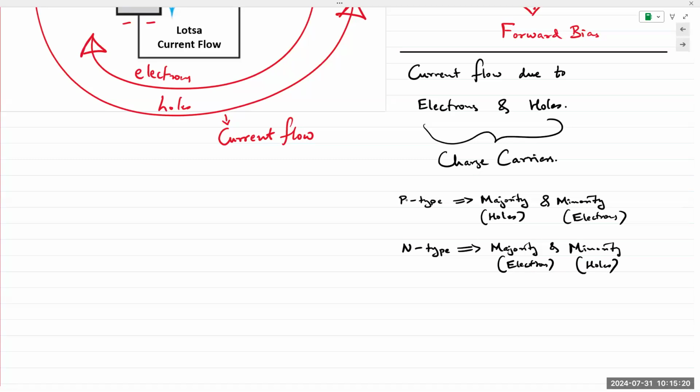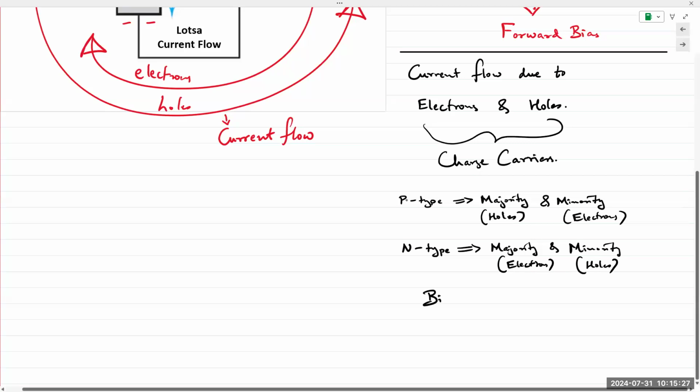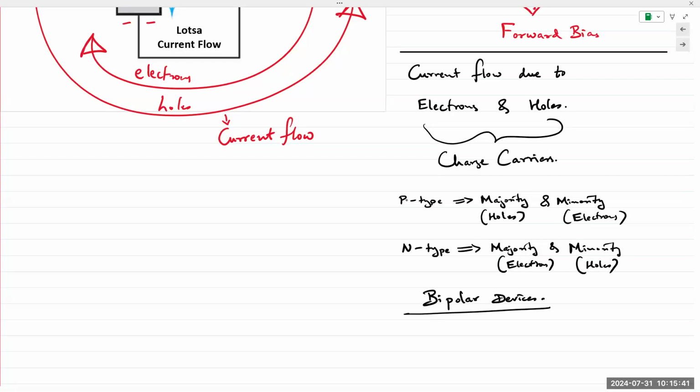Because the current is due to two different types of carriers, these devices are also known as bipolar devices. For diodes, in general, we do not use the term bipolar device, but the technical term for a bipolar semiconductor device comes from the fact that the current in this device is due to both electrons as well as holes.